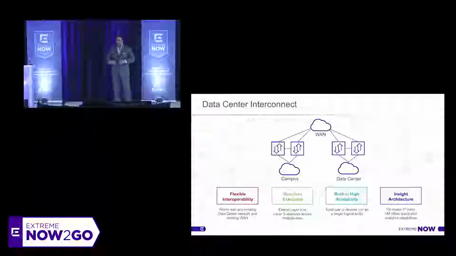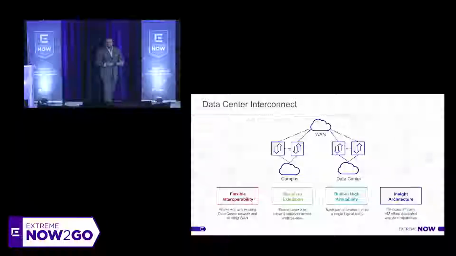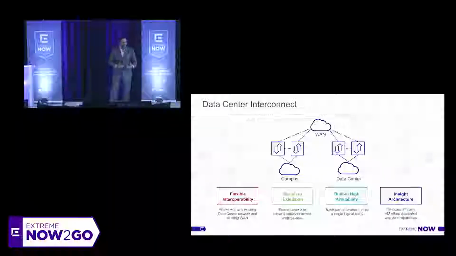And again, it's very flexible. It does not really matter what the underlying campus infrastructure or data center infrastructure is. It's really agnostic. It sits up above that. As well, it really doesn't matter what WAN cloud you're using, whether it's MPLS, IP, third-party vendor, it really doesn't matter. And what this does is deliver layer two and layer three services between those geographic sites.